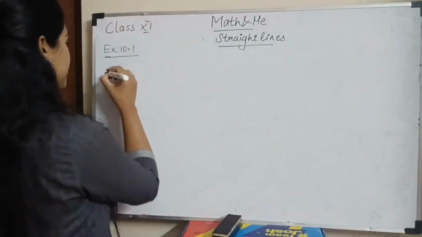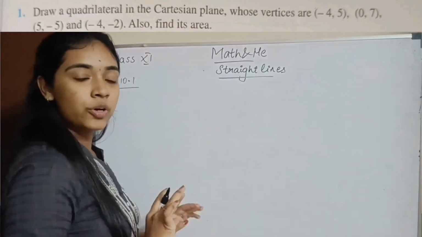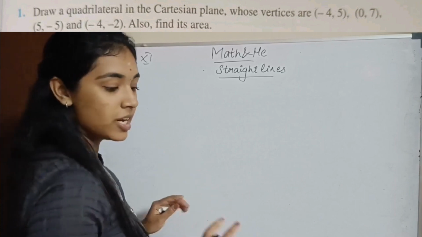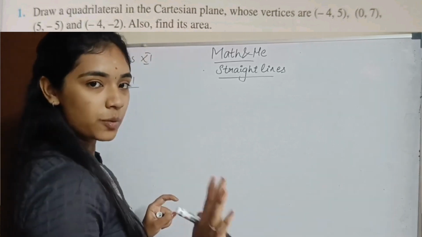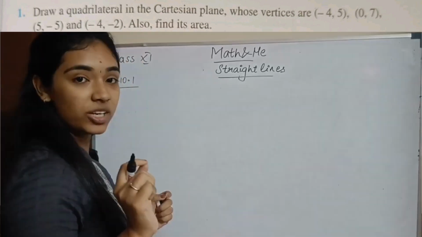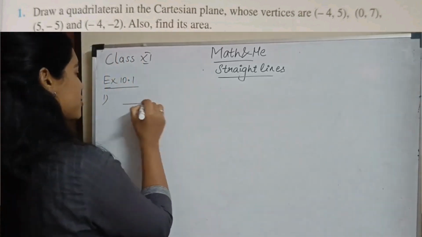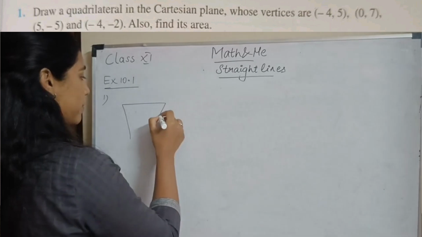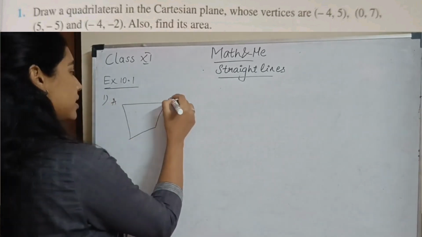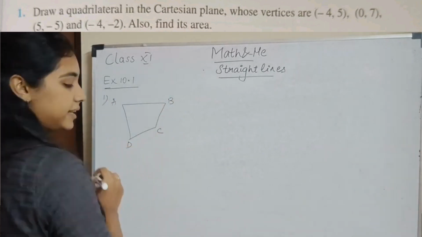Exercise 10.1. First question. I am not going to solve the entire first question, but I will give you an idea of how to solve it. You are given 4 points of a quadrilateral. What is a quadrilateral? It has 4 sides. It can be of any shape. I am not given any specific shape. So I will just draw a random parallelogram, something like this. Okay. So this is the point A, B, C and D.